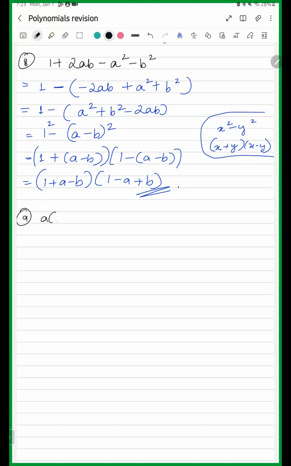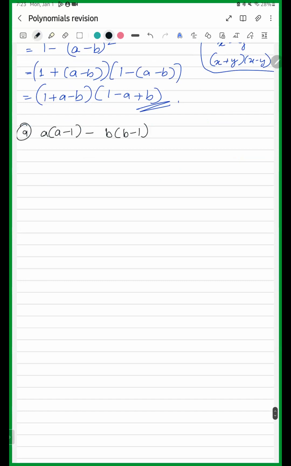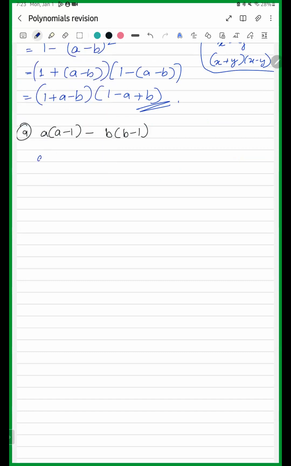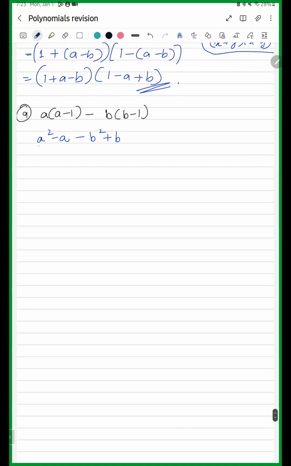a into a minus 1 minus b into b minus 1. You have to factorize this. So first of all, let's open the bracket. a square minus a minus b square plus b. Now we can rearrange the terms, and a square minus b square we can bring together because we know that for a square minus b square we can put a formula over there. Minus a plus b.